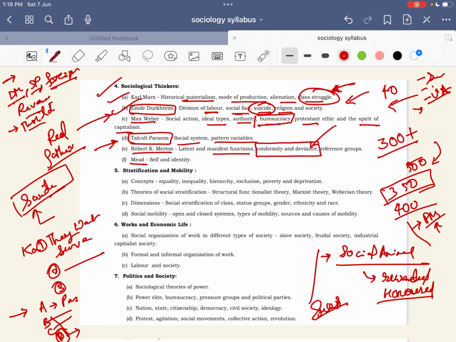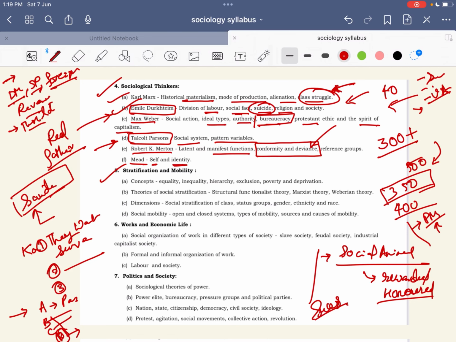Okay, the other thinkers you will see, Karl Marx, Emile Durkheim, Max Weber, Talcott Parsons, Robert K. Merton, they study society from a sociological perspective, meaning from a large perspective. Means they will study the society from the societal perspective. And this Mead, he will study the society from the individual perspective. That's why there is self and identity, understand.